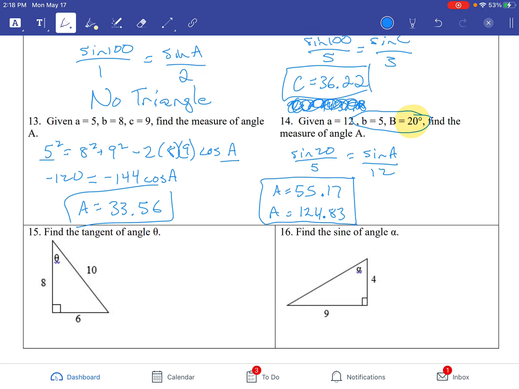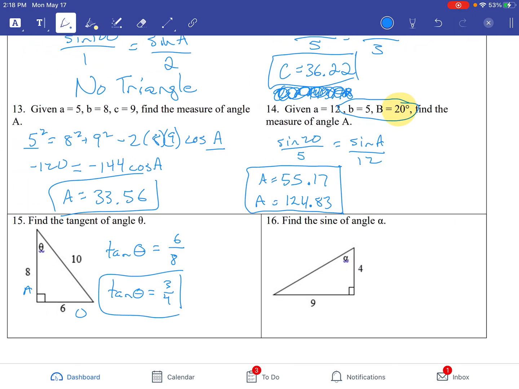Lastly, number 15 and 16, that's it for this. To find the tangent of the angle, the tangent is the opposite over the adjacent. Now for this, you should reduce it. So we have the tangent of theta is equal to 3 over 4. It does not ask us to find out what theta is. It asks us to find out the tangent of theta. This is the tangent of theta, 3/4.